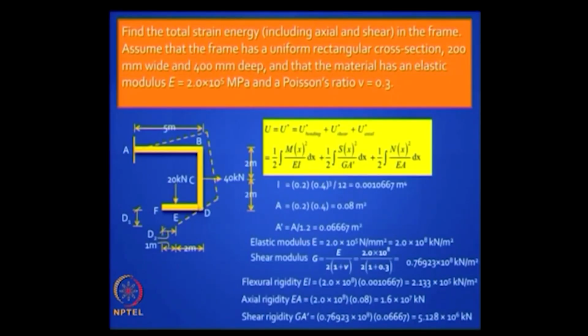You have a rectangular section. It is easy to calculate I, the second moment of area, which is BD cubed by 12. The area is B into D, and the reduced area, the shear area, is A divided by 1.2 for a rectangular section. The elastic modulus E is given to you, and the shear modulus is E divided by 2 into 1 plus mu, which is Poisson's ratio. So you have those two material properties. Then you can find the three rigidities just by multiplying. E into I will give you flexural rigidity, E into A will give you axial rigidity, and GA dash will give you shear rigidity. Okay, we will just quickly go through the concept.